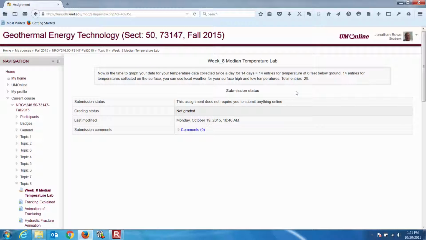And there'll be a submission link in the future here, so that'll be graded at that point. But do be collecting that data so that you can take advantage of the median temperature lab.